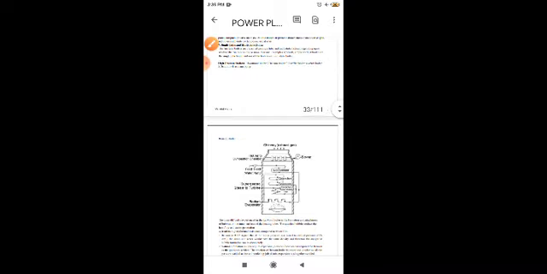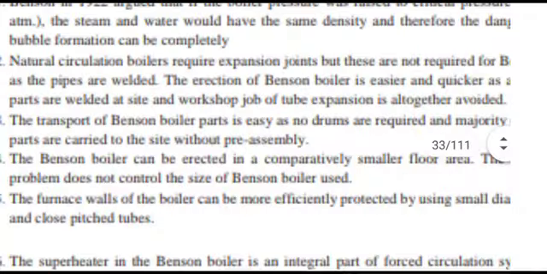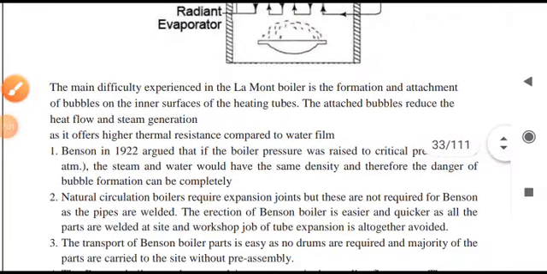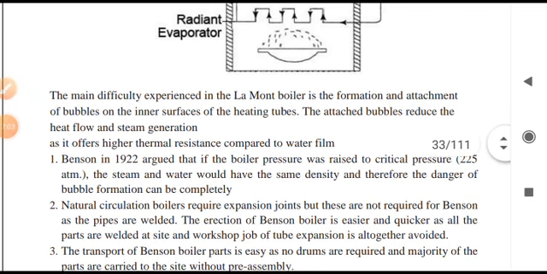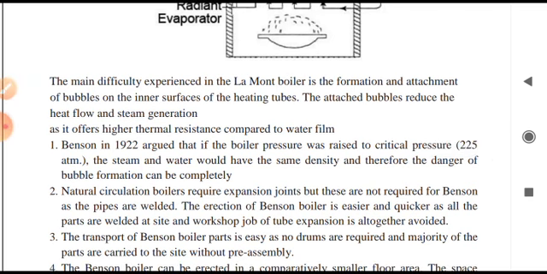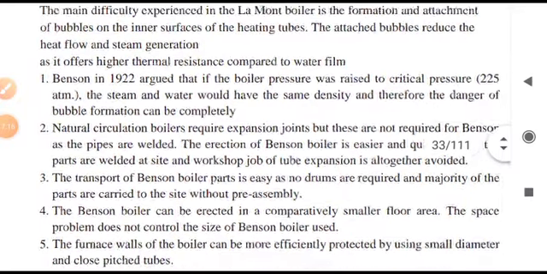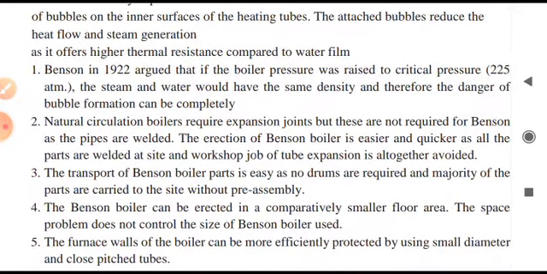Okay, now this was the Benson boiler. Now let's see what is given in the notes. The main difficulty experienced in the La Mont boiler is the formation and attachment of bubbles on the inner surface of the heating tube. The attached bubble reduces the heat flow and steam generation, as it offers higher thermal resistance compared to a water film. Benson in 1922 argued that if the boiler pressure was raised to the critical pressure, that is 225 atmospheres, the steam and water would have the same density, and therefore the danger of bubble formation can be completely eliminated.